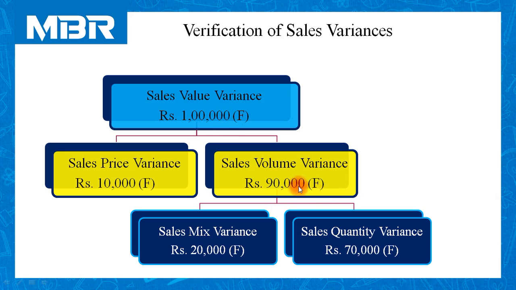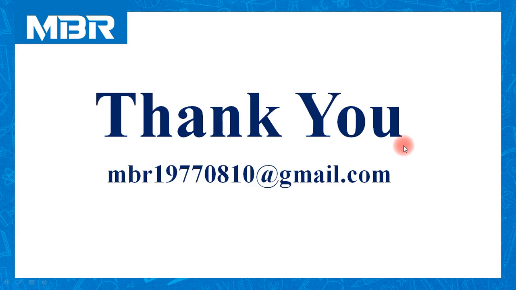Now there are subparts of volume variance. Mix variance 20,000 favorable, which we completed just a few minutes ago, and sales quantity variance, the last item that we have completed in our calculation, 70,000 favorable. So you can correlate everything. 20,000 favorable plus 70,000 favorable equals 90,000 favorable, plus 10,000 favorable equals 1 lakh favorable. I hope everybody is clear with this calculation.